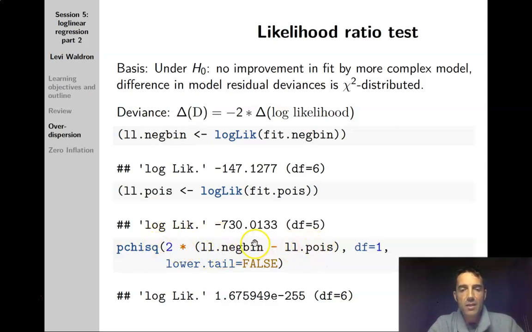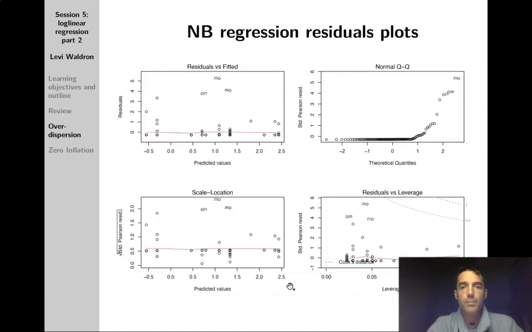All you have to do is take the difference. It's twice the difference in log likelihoods, and do a chi-squared test. The difference in degrees of freedom is 1 because we have 2 parameters in the negative binomial distribution and 1 in the Poisson distribution. Don't use the lower tail, and we see this probability, it's something very small. Not surprising, the difference in log likelihoods is close to 600, so it's a huge difference. It's clear that the negative binomial distribution is a better fit than the Poisson distribution. Doesn't mean that it's a good fit, but it's better.